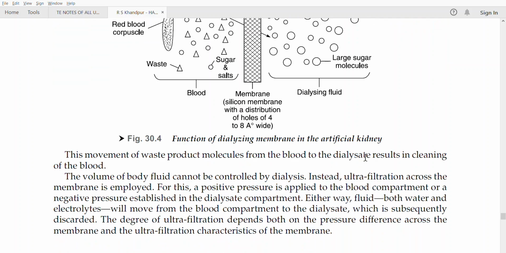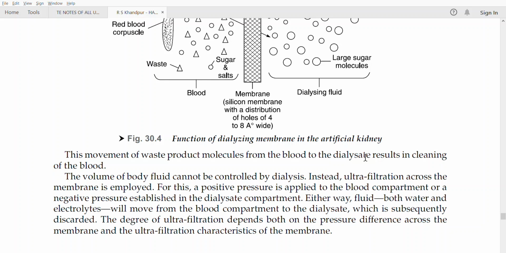So this movement from blood to the dialysate results in the cleaning of the blood. The volume of the blood fluid cannot be controlled by dialysis. Instead, ultrafiltration across the membrane is employed. For this, a positive pressure is applied to the blood compartment, or a negative pressure is established in the dialysate compartment. Either way, the fluid, both water and the electrolytes, will move from the blood compartment to the dialysate, which is subsequently discarded. The degree of ultrafiltration depends on the pressure difference across the membrane.